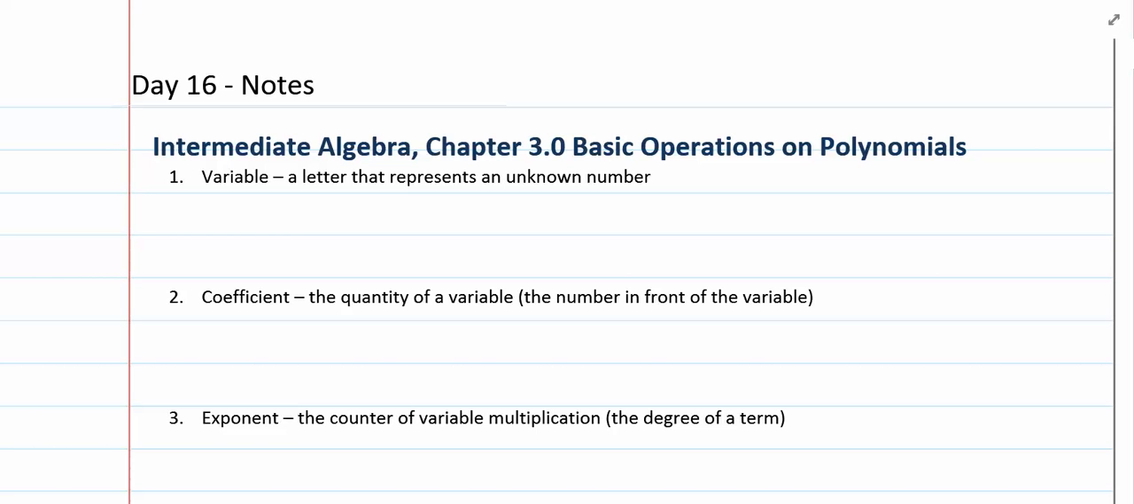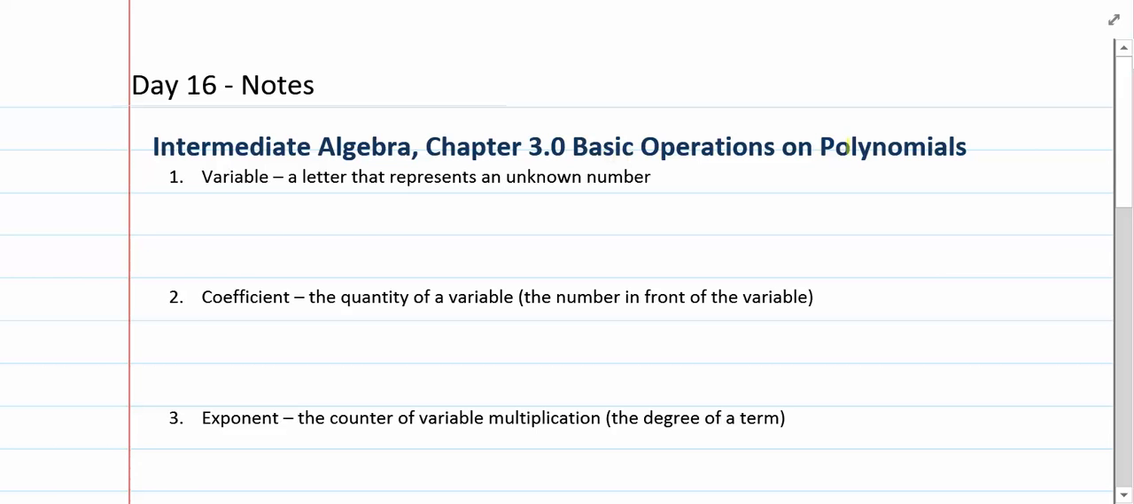Day 16, Advanced Algebra 2. Today we start a new chapter or new unit in the class. This unit has a lot to do with quadratics and quadratic functions. Before we begin discussing quadratics specifically, we need to know a few things about polynomials in general. And so that's what we're going to talk about today.